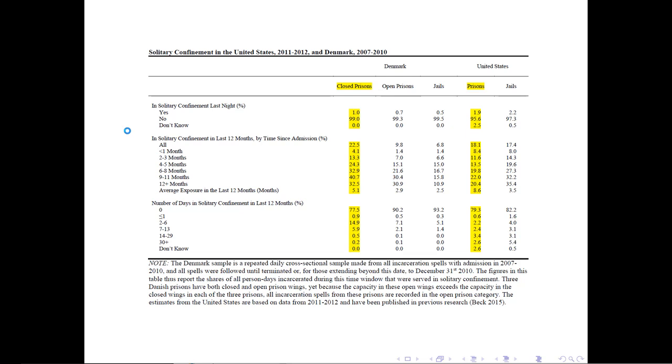And so they're missing. The average duration of exposure to solitary confinement is a lot higher in the US than it is in Denmark. But one of the things that's interesting is the proportion of folks in Danish closed prisons and US prisons who end up being exposed to solitary at any point is pretty similar. It's 22.5% of folks in a Danish prison who have been in solitary in the last 12 months, and 18% of folks in US facilities. So even though the severity of exposure is different, the probability of exposure is pretty similar.